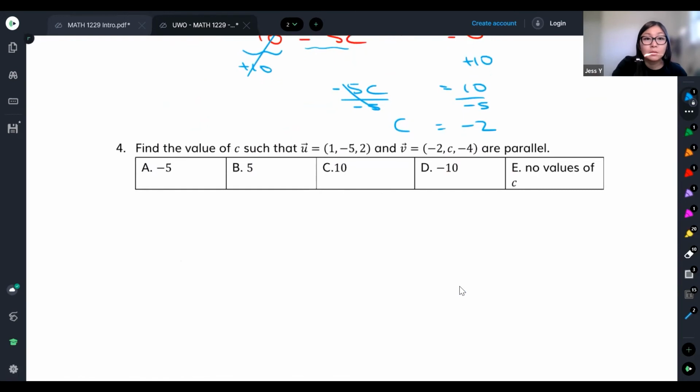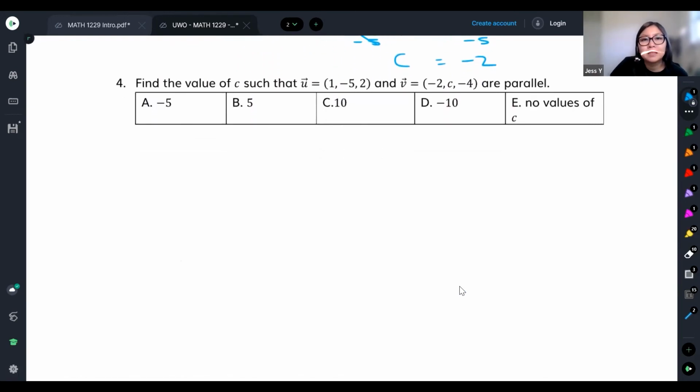Number 4, let's do this one together, shall we? We want to find the value of C such that U and V are parallel. They're collinear. So very similar to a 2018 question, actually. If they're parallel or collinear, again, you're trying to solve for C. Remember, parallel, collinear, opposite, what you're doing is taking each pair of numbers and dividing them. So 1 over -2 has to equal -5 divided by C, which has to equal 2 divided by -4.